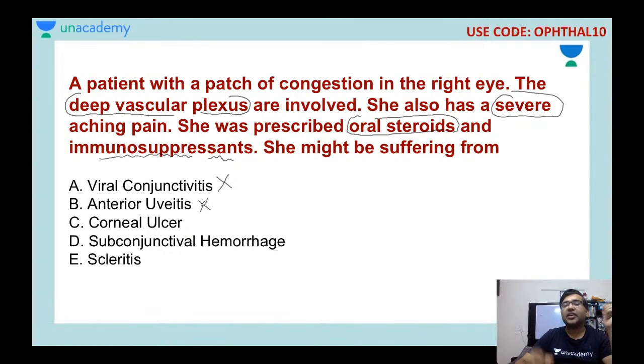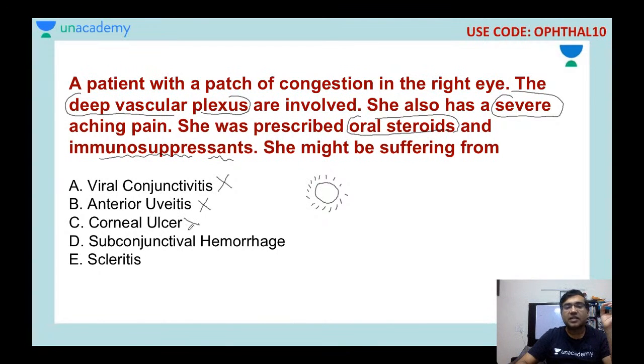Anterior uveitis cannot be the answer here. Remember, in anterior uveitis, there can be pain, but usually it is not very severe, and there is not an inflammation of the deep vascular plexus. I told you there can be just circumcorneal congestion. Give me a thumbs up if you understand this point. तो uveitis में बस खाली cornea के around आपकी inflammation हो सकता है deep vascular plexus involved ना हो.